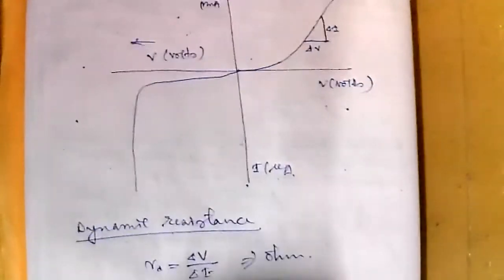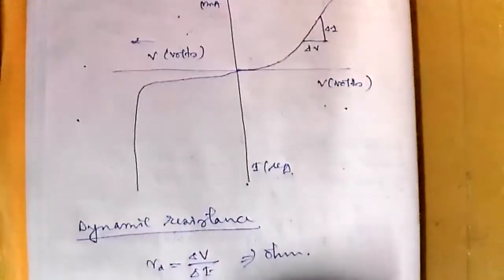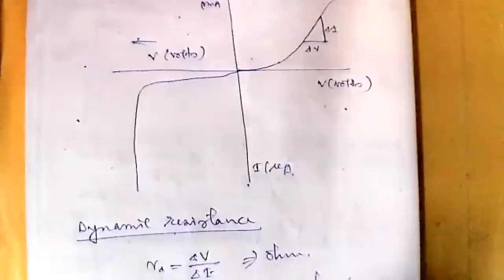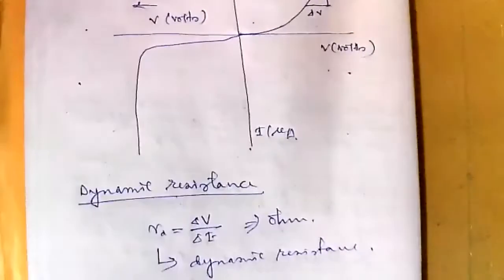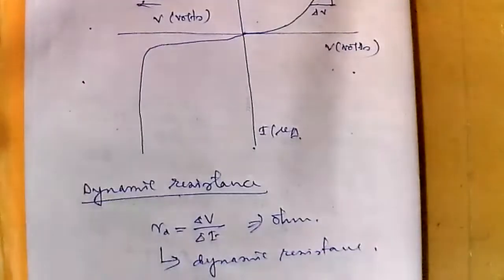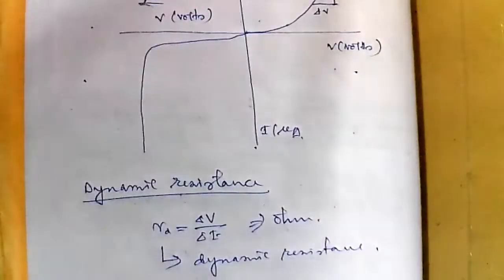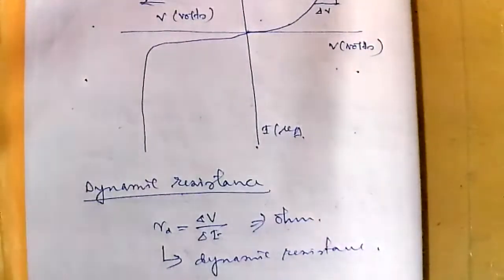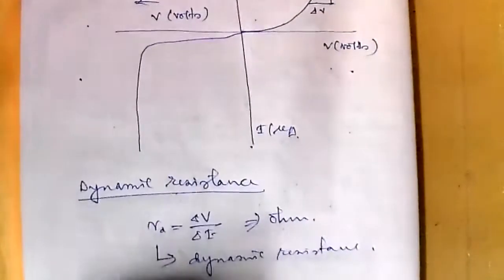So this is called dynamic resistance. Why is it called dynamic? Because at different portions of the characteristic curve, the resistance will be different. Now we can use this junction diode as a rectifier.